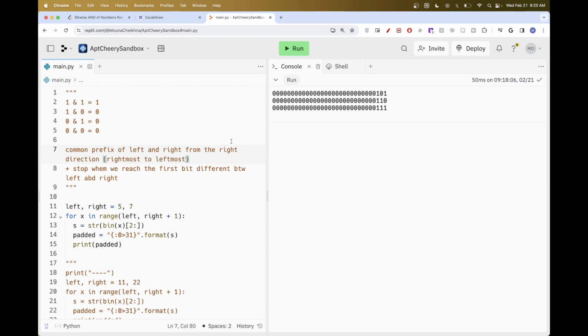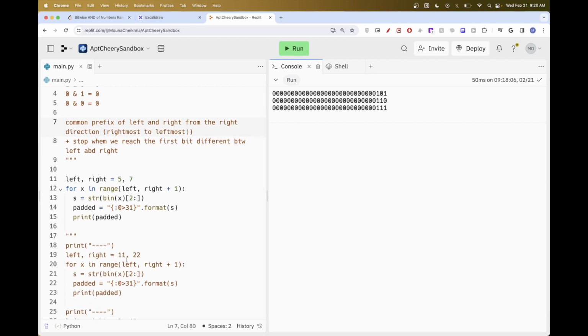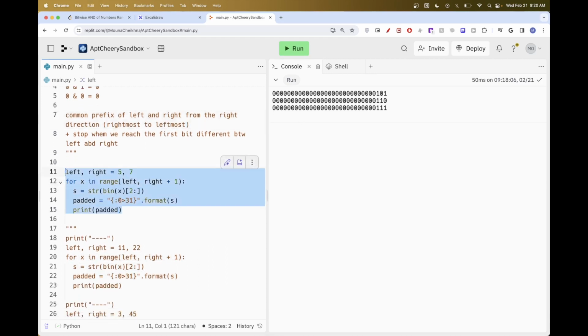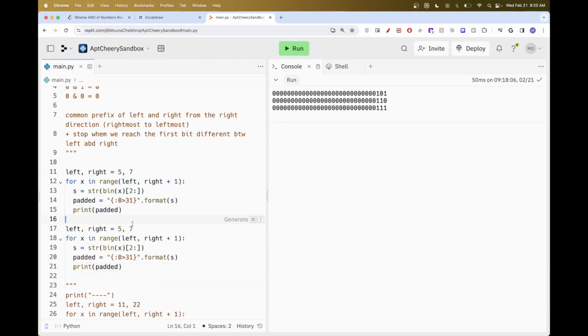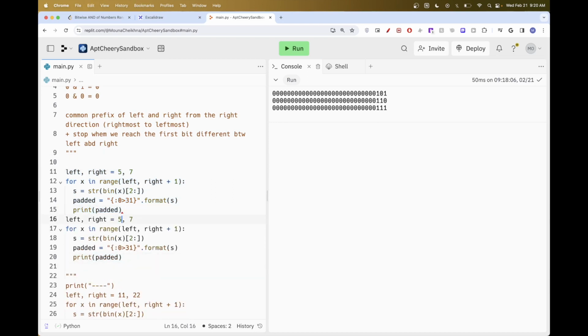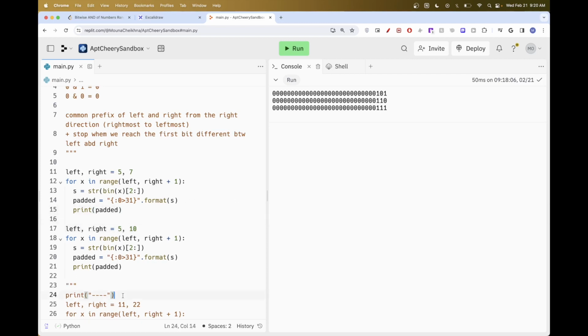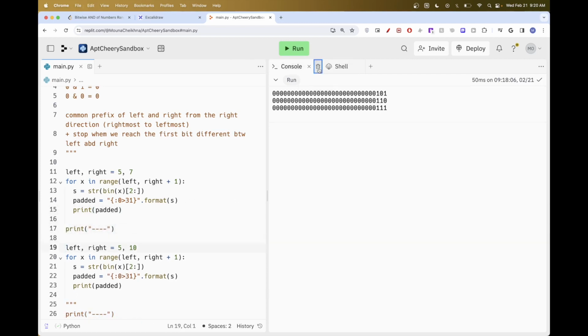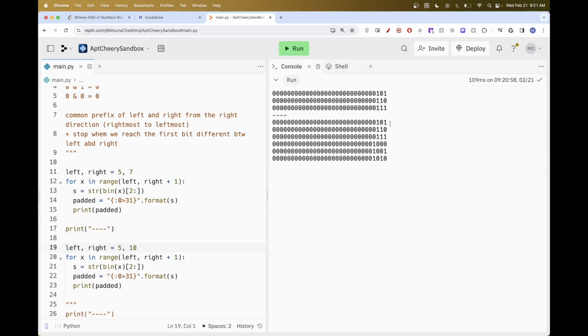Okay, but let's try a couple of other examples. Let me try, just so you can see, let's try maybe just up to 10 and see what happens. Okay, up to 10, and let's print and see what happens. Okay, so let's run this. Okay, so look, let's see.